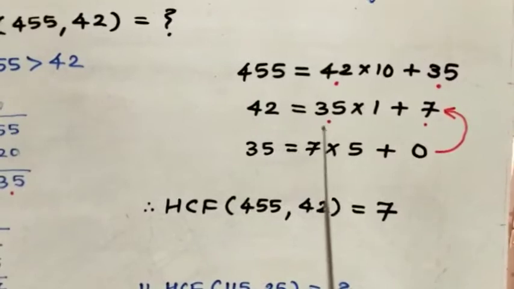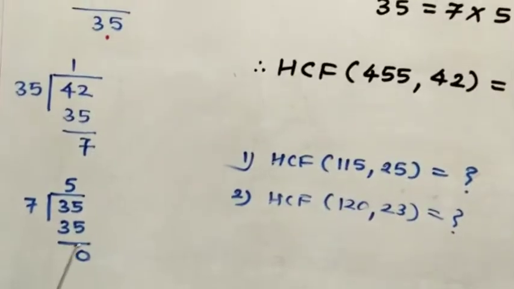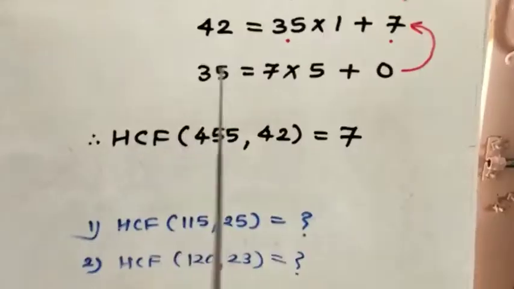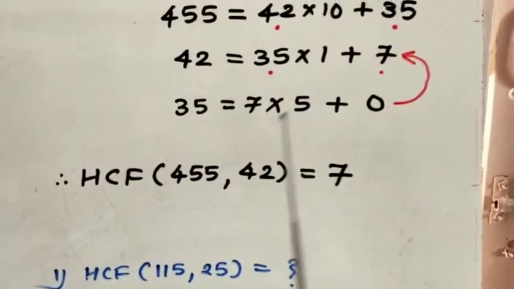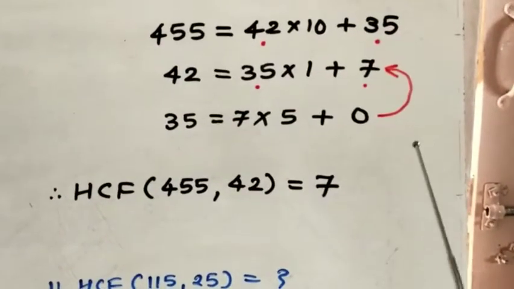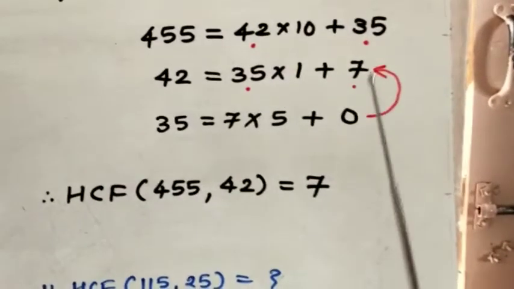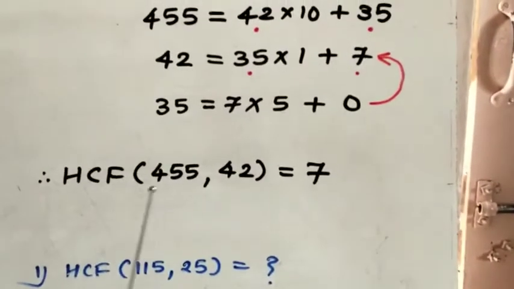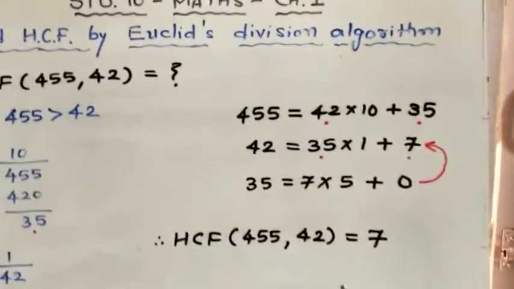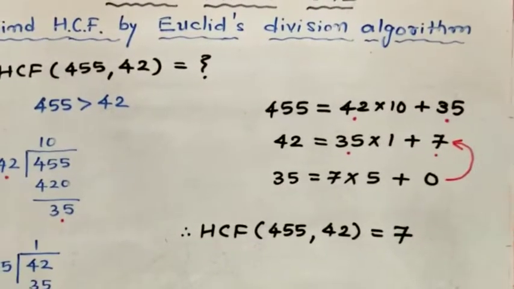Now 7 divides 35. Here 7 times 5 is 35, remainder 0. So we can write 35 is equal to 7 into 5 plus 0. When we get remainder 0, the last remainder before 0 is the HCF of our question. HCF of 455 and 42 is 7. This is the method to find HCF by using Euclid's division algorithm.